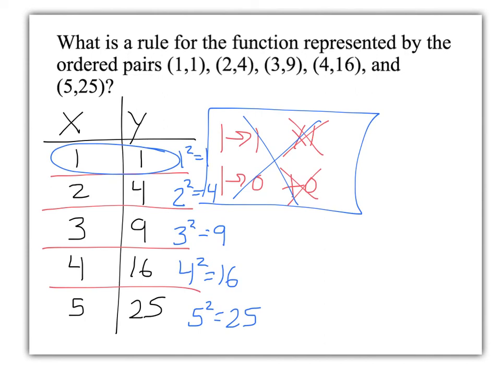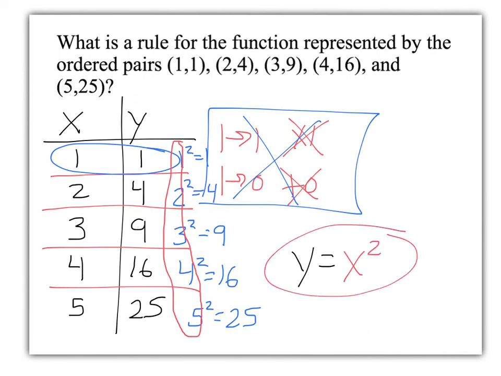So our equation is going to be y equals. Now this time, look at where your x values are. Here are your x values: 1, 2, 3, 4, 5. So you're taking your x value, and what's constant in all of these is that you're always squaring it. So the equation is y equals x squared.